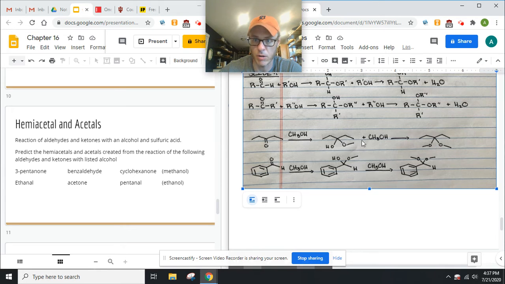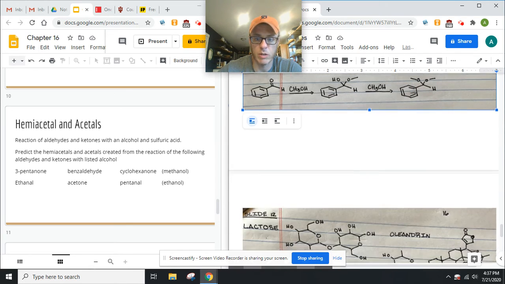We can do it again here. Hemiacetal, acetal group. We can do this with an aldehyde. The only difference here is that for the ketone, we have this branch chain. For the aldehyde, we still have H all the way through. Hemiacetal, acetal group. There we go. There are several examples that we could walk through there.